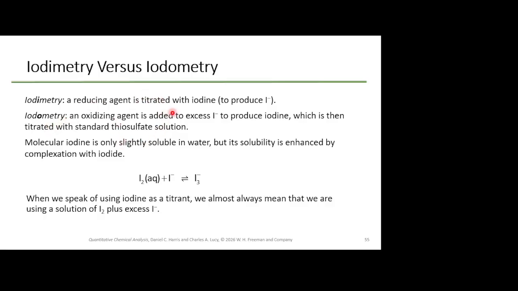Iodometry, oxidizing agent is added to excess I minus, and this produces iodine, which is then going to be titrated with thiosulfate solution and make your titration.